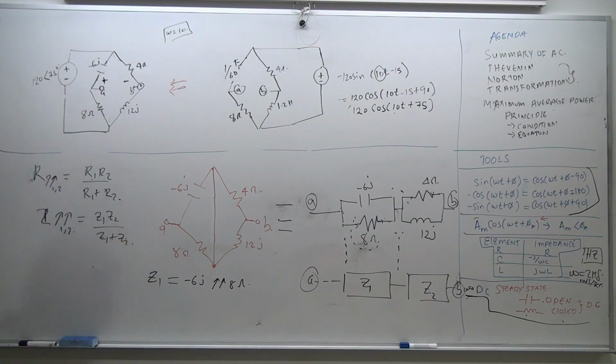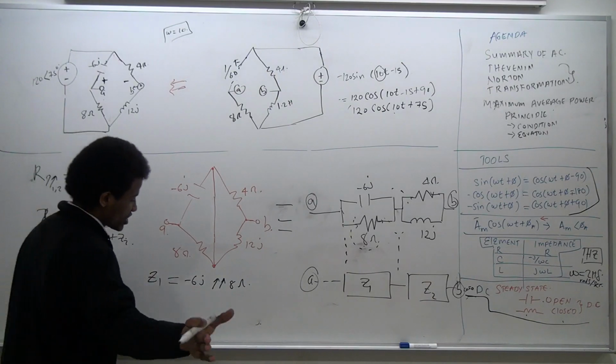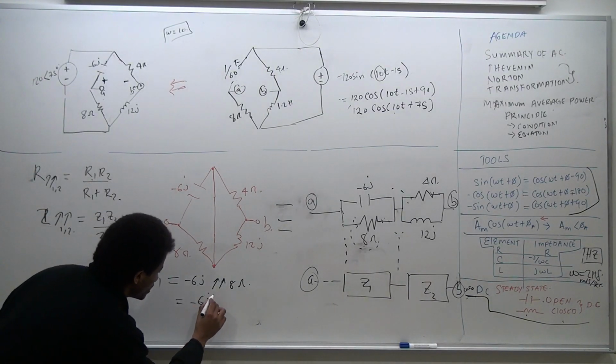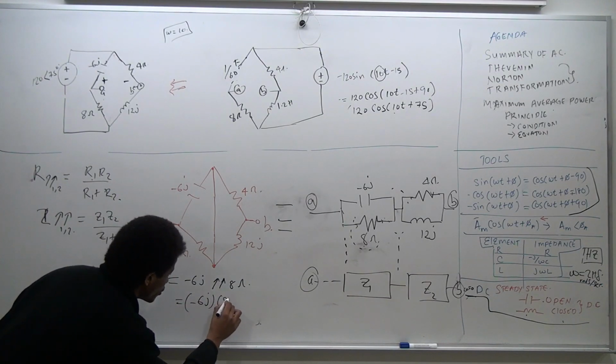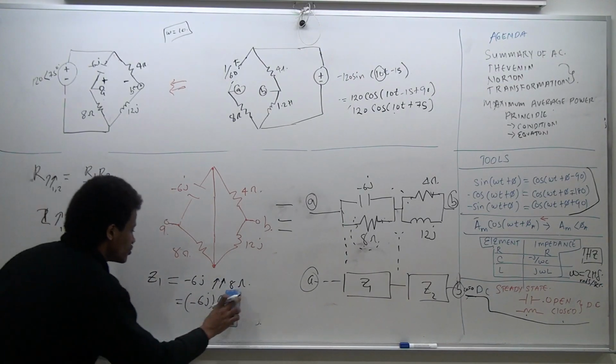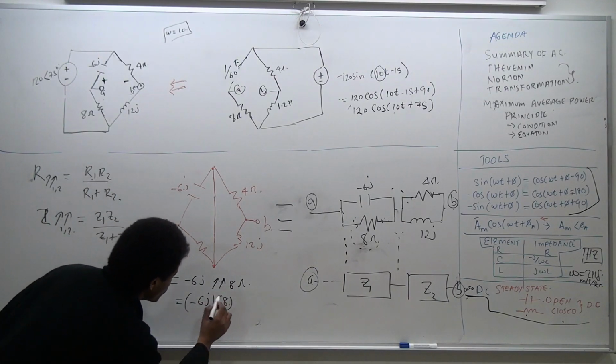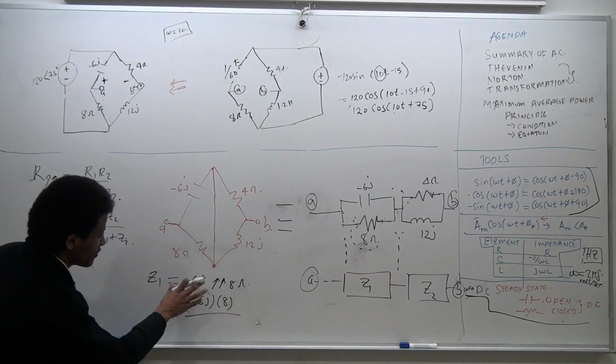That's exactly what we do. Same thing, nothing changes. So she suggested the right solution. The solution would be -j times 8 ohm. And I'm just going to get rid of the units ohm for now because we know that. But this is not the final answer. We're still in the phasor domain.